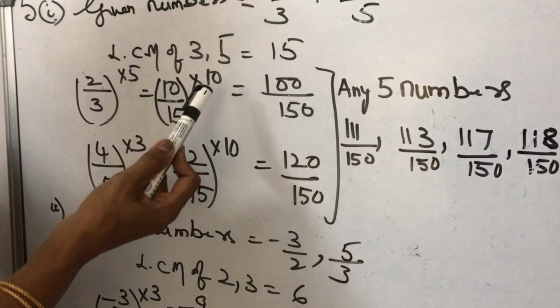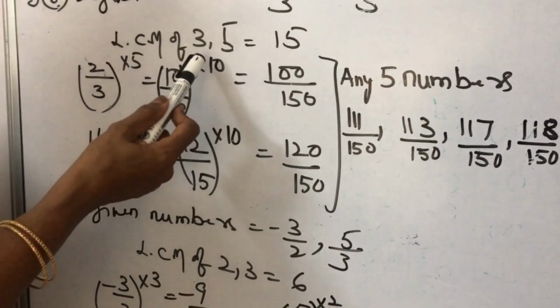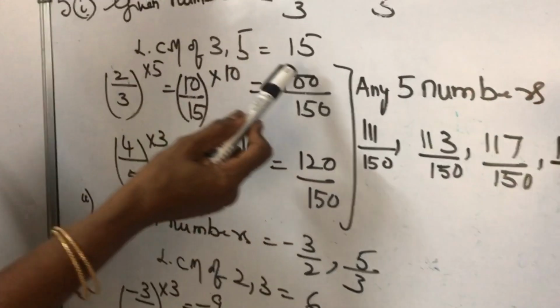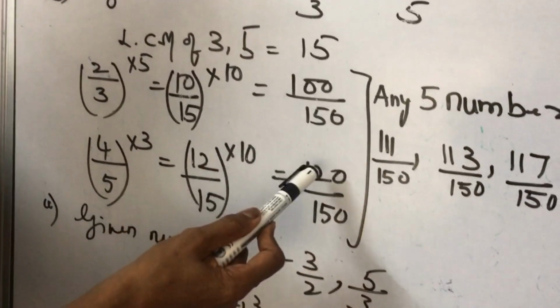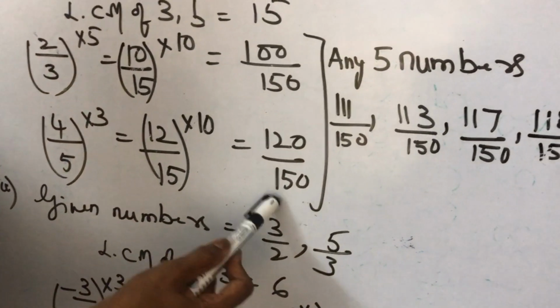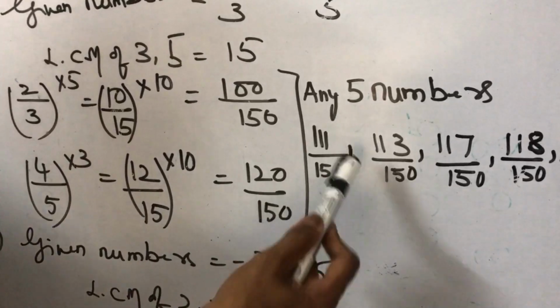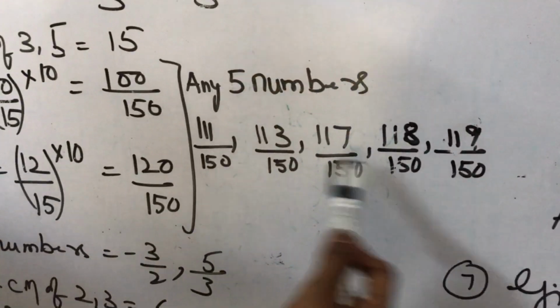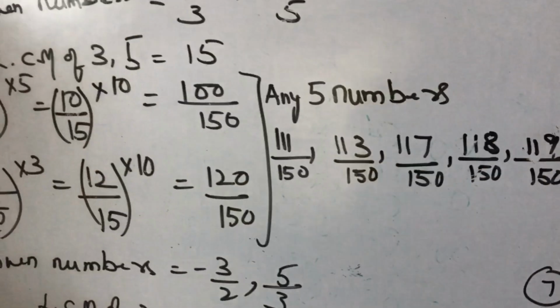To make the process easier, I multiplied with 10. I got 100 by 150 and 120 by 150. Between 100 and 120, select any 5 numbers according to your choice and write 5 numbers.